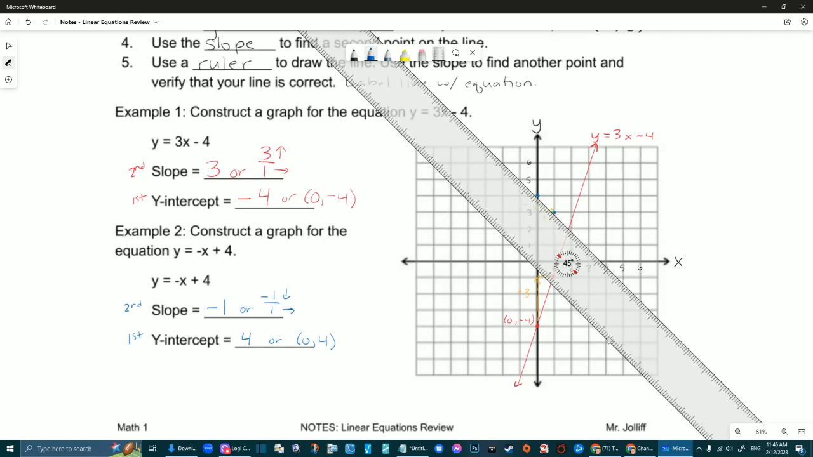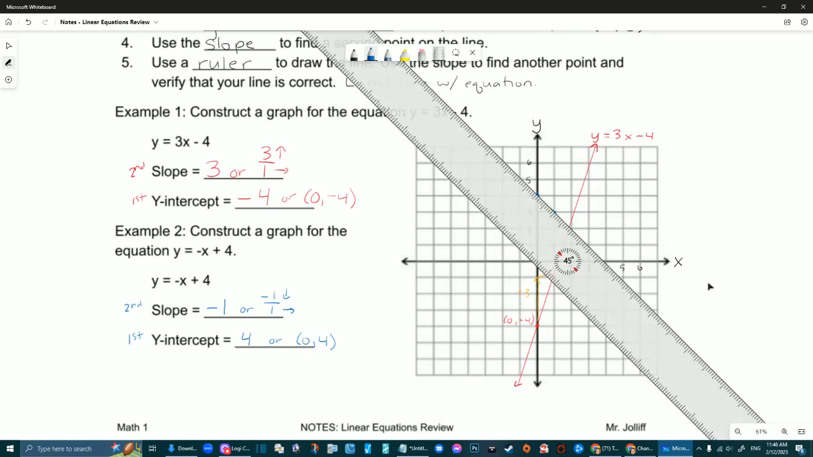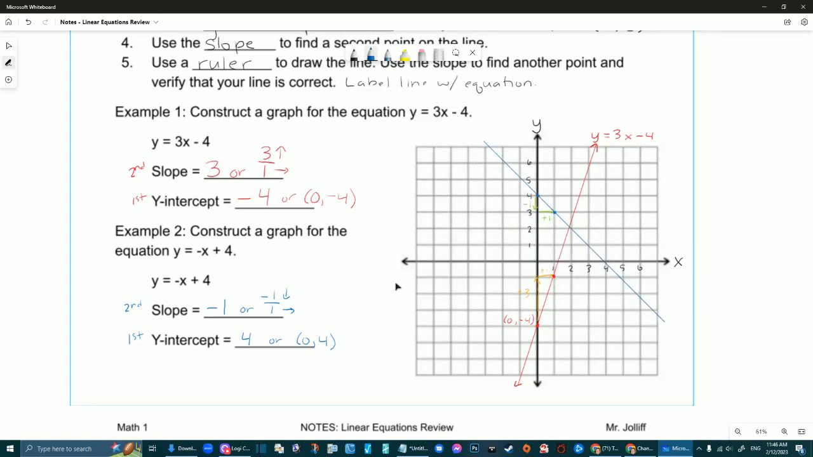Looks all right. I'll take that. You will notice for both the red and blue lines, I did extend those lines all the way across that graphing area. That is important. We want to fill up the graphing space, and you'll see why later this week when we start talking about graphing systems of equations.